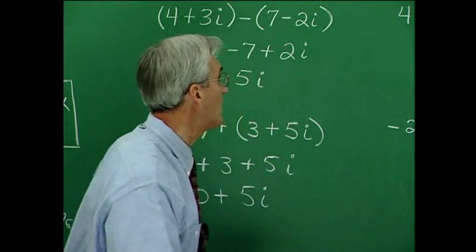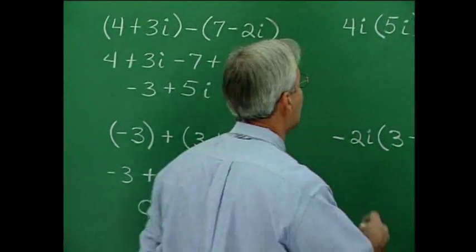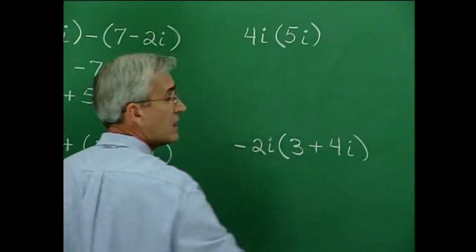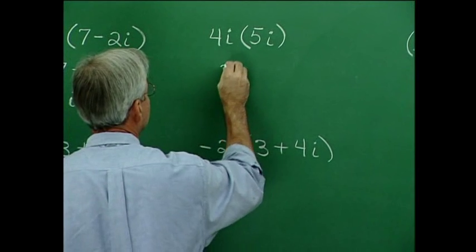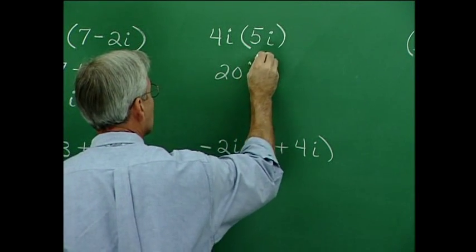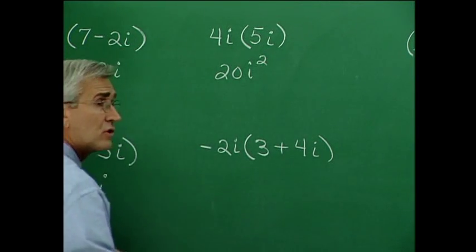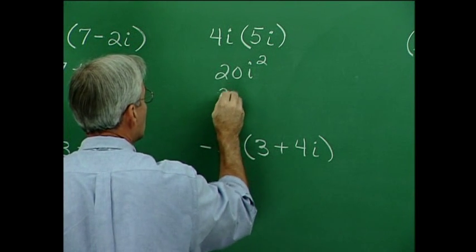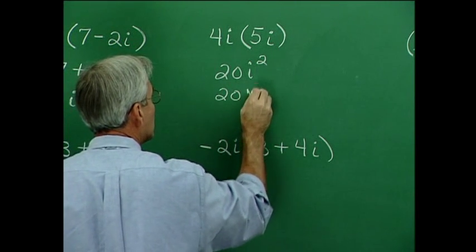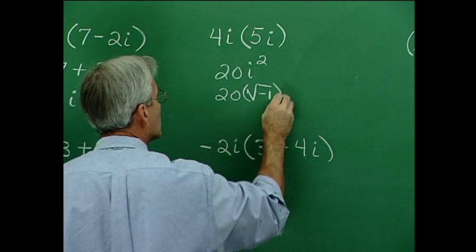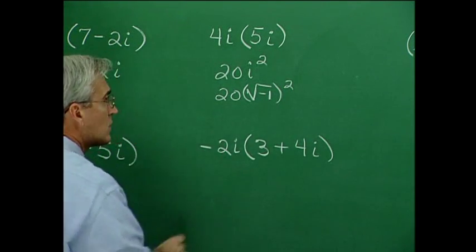Okay, let's go on with some operations. 4i times 5i. Well, multiply numbers times numbers and letters times letters, we have 20i squared. But remember, i is the square root of negative 1, so really this is 20 times the square root of negative 1 squared, which gives us the radicand.